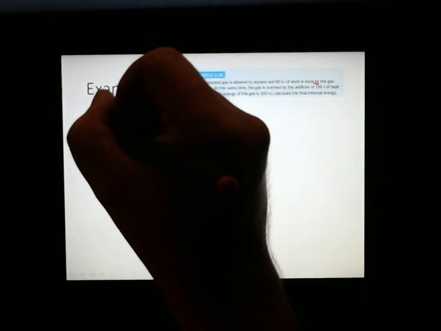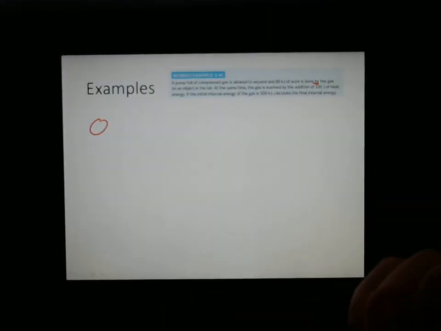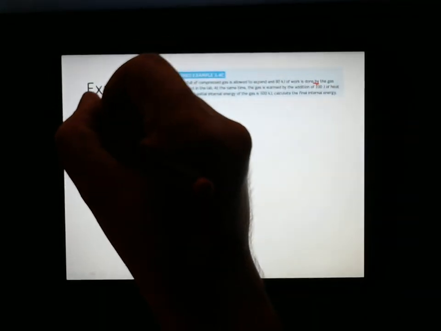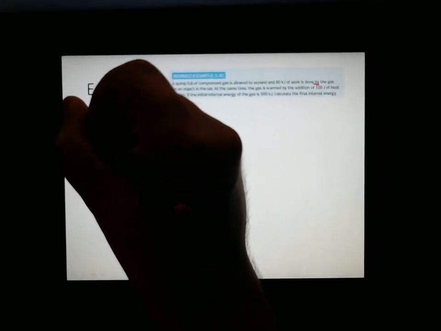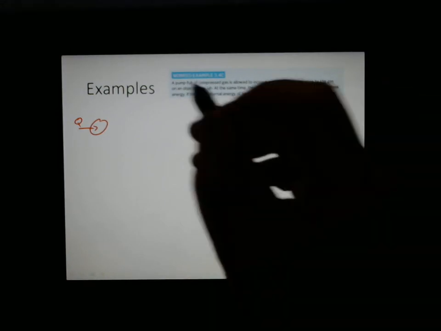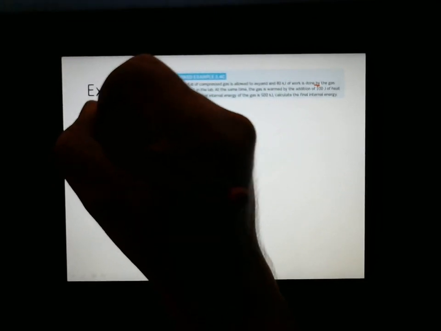So again, let's draw our system. I'm going to use a circle because it does say it's a pump. I'm thinking like a balloon, but let's see. So Q going in. Let's see. Gas is warmed by addition of 100 joules. So Q in equals 100.